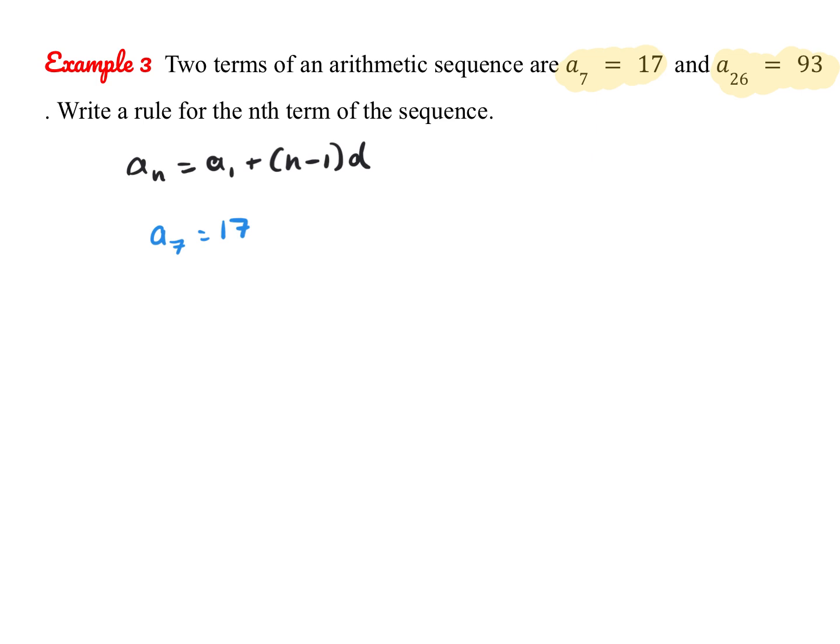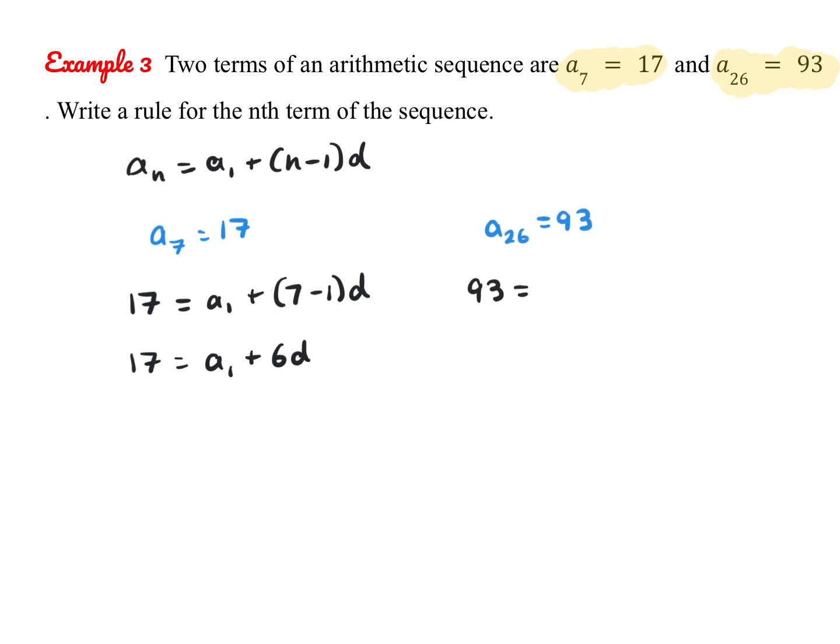Okay, so our first equation, we can use a sub 7 equals 17. So I'm going to temporarily substitute that. So I have 17 equals a sub 1 plus 7 minus 1 times d. And I can simplify this to be a sub 1 plus 6d. And then I can make a second equation using a sub 26 equals 93. So I have 93 equals a sub 1 plus 26 minus 1 times d. So 93 equals a sub 1 plus 25d.